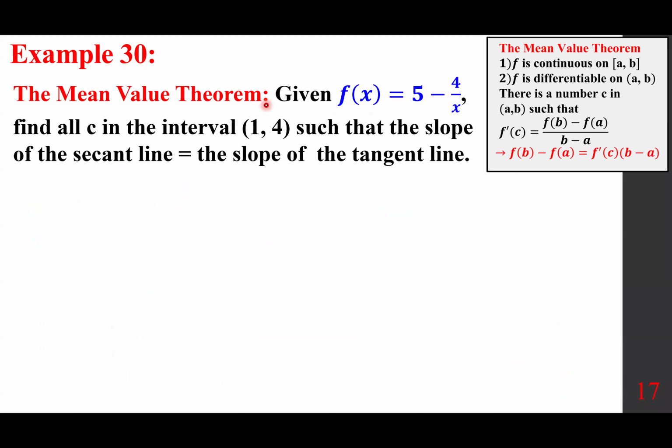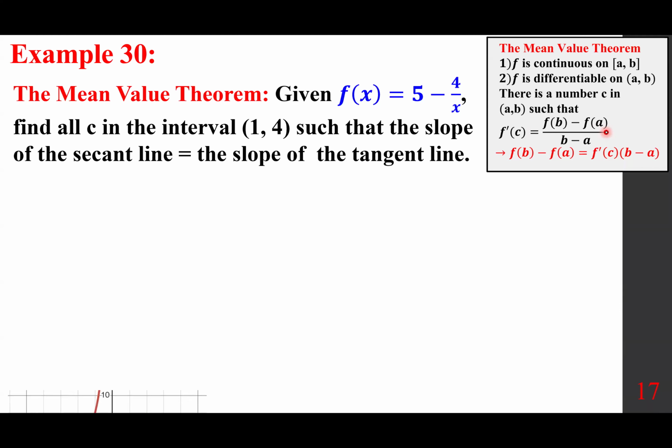The mean value theorem, given f of x equals 5 minus 4 over x, find all c in the interval of 1 to 4 such that the slope of the secant line equals the slope of a tangent line. Reminding you, according to the mean value theorem, if f is continuous in the closed interval of a to b, and differentiable on the open interval of a to b, then there's a number c such that f prime of c is f of b minus f of a over b minus a, or the cross product gives you that, which means if you connect the endpoints and it gives you a secant line, you can calculate its slope using this formula, obviously, which is this slope formula that is rise over run. There must be a tangent line parallel to that. That's the meaning of that.